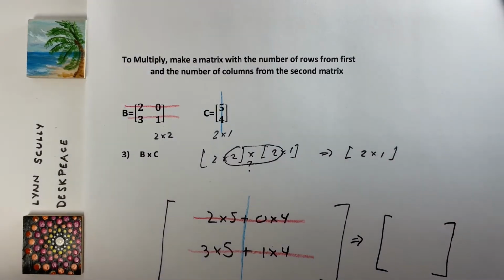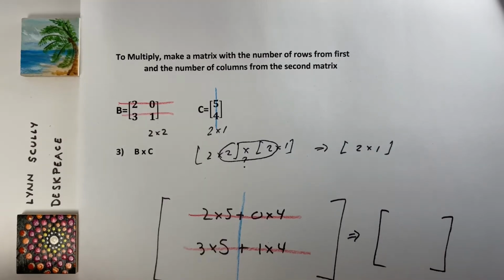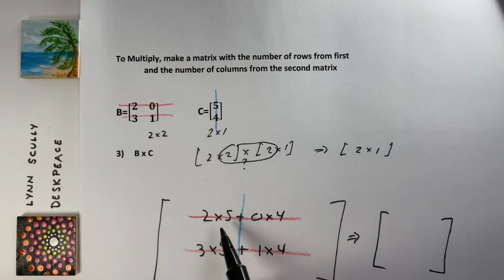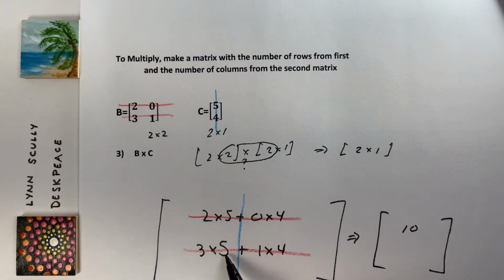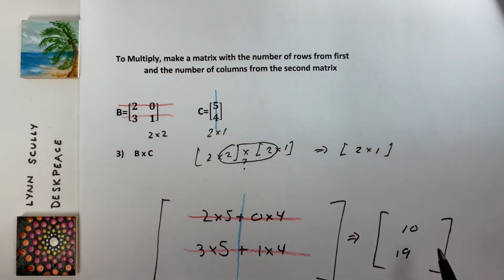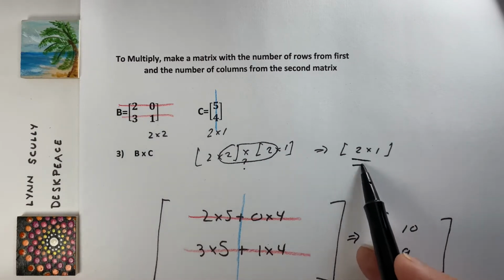And I'm going to move this a little bit. There we go. All right, 2 times 5 is 10, plus 0 times 4 is 0, so I just get 10. 3 times 5 is 15, plus 1 times 4 is 4, so that gives me 19. So as you can see, it was a 2 by 1 matrix, just like I thought it was going to be.